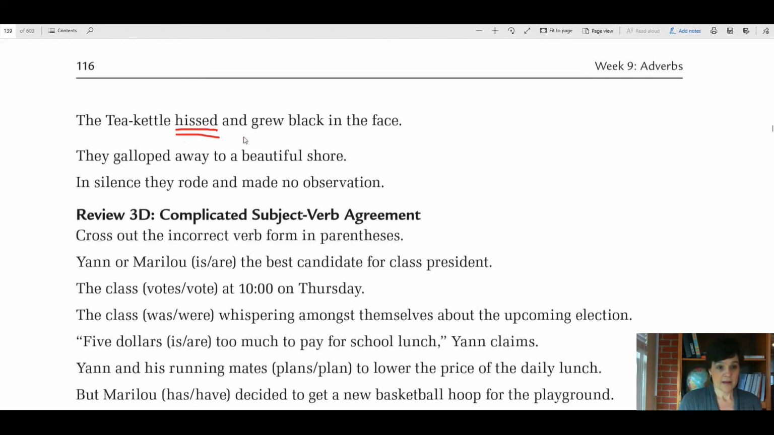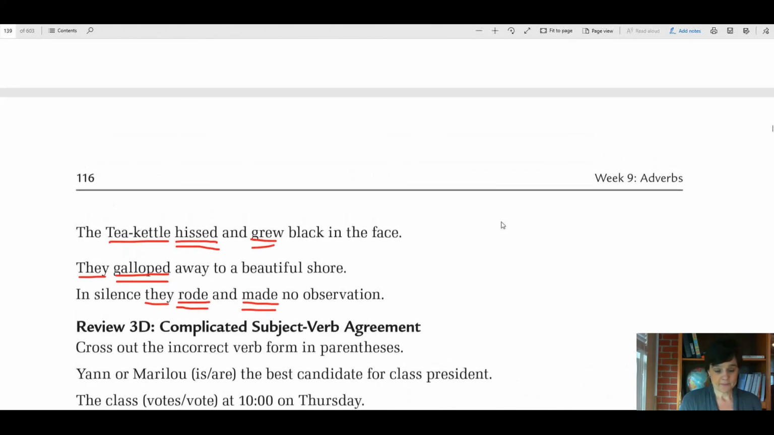Hissed and grew. Tea kettle. Galloped and they. Rode. Made and they. Hope you got those right.